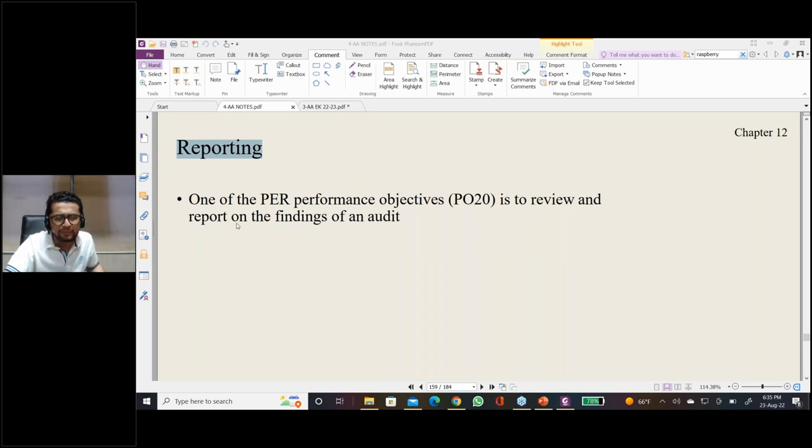What is the difference between big data and audit software? Audit software is just a software. Big data means you are going to utilize large volumes of data. It's not a software, it's a large volume of data, and you will try to extract unusual relationships within that data.